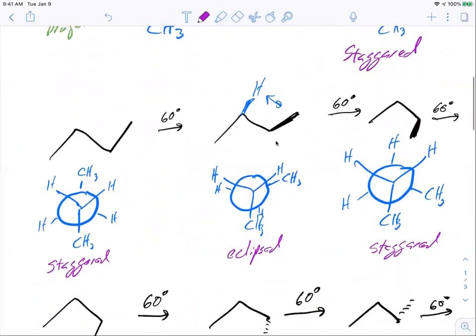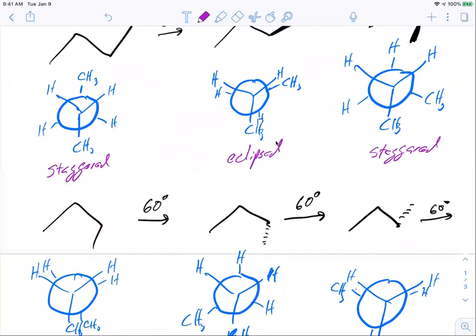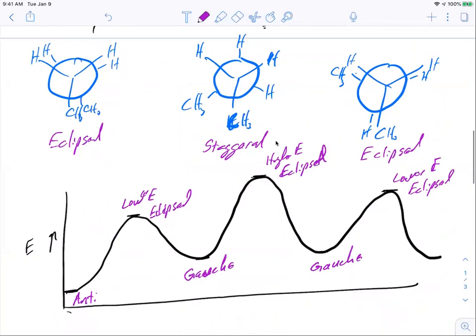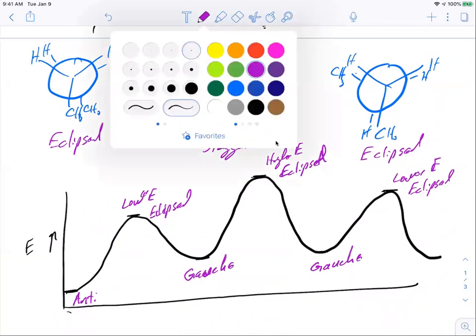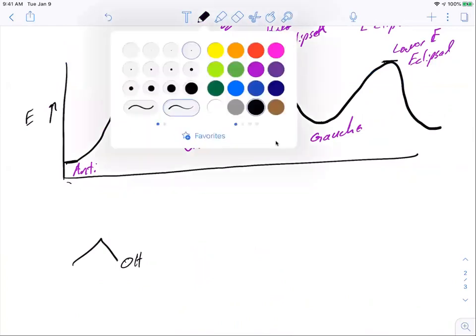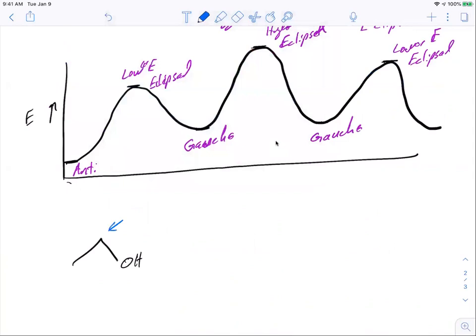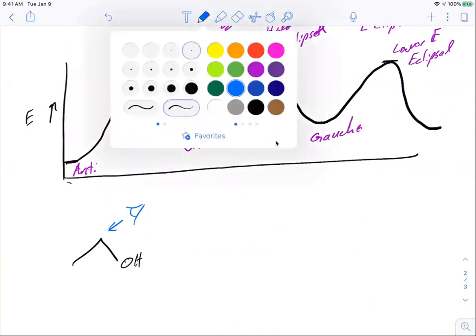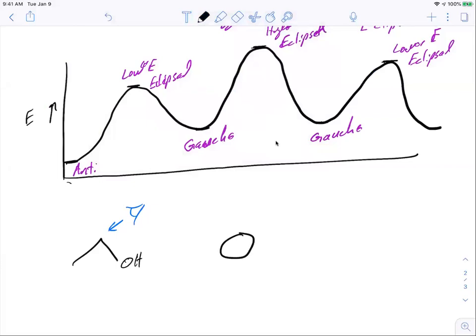Now, you always have eclipsed and staggered, right? But you may not have anti and gauche. An example of that would be ethane or ethanol, right? So if we look at ethanol, and to make it a little easier, right, we're looking at this side. And at this form, what's on the back? Well, it's the hydrogens, right? So I have these hydrogens.